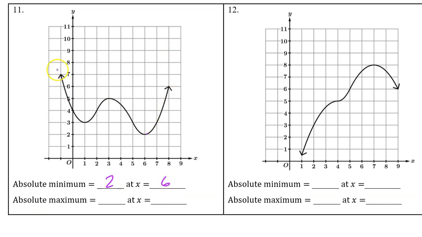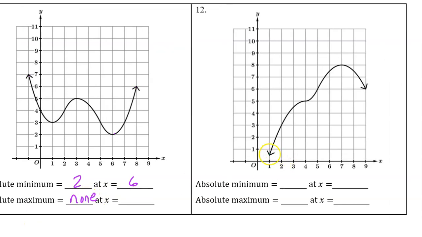The arrows on the end tell us that this graph keeps going up forever on both sides. So we would say that this graph has no absolute maximum. So we're just going to say none. Similarly, the arrows on this graph mean that there is no absolute minimum. So we're going to say none again.